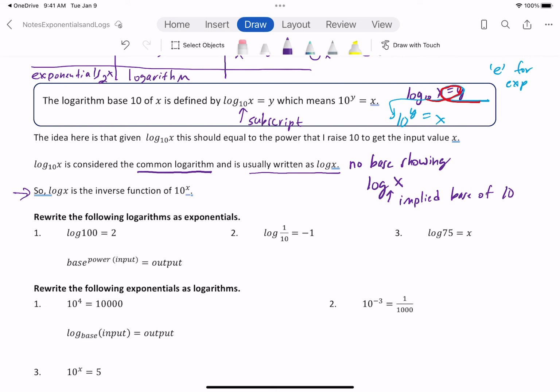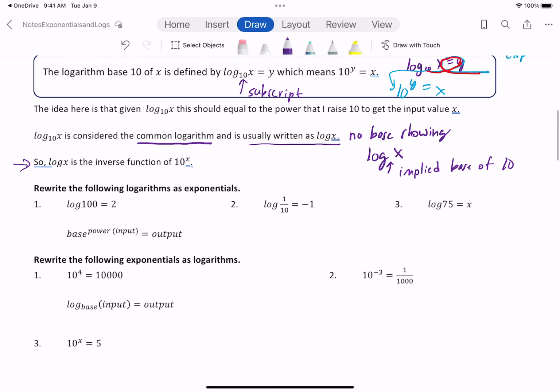So what we know is log base 10 of x is the inverse function of 10 raised to the x power. Alright, for this next part, I want you to pay attention to the instructions for the problems that we're going to be working in this section, because they make a difference.